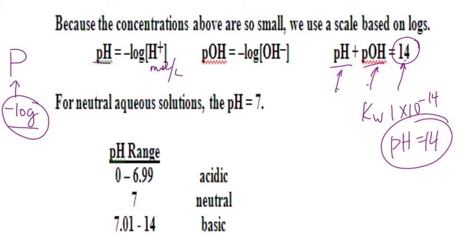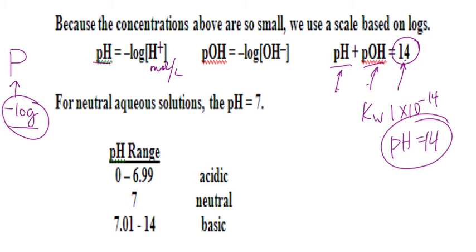So here's our pH scale. Why we've chosen in this world to look at pHs instead of pOHs, pOH is just as legitimate of a scale. It's just a complementary scale. So 0 to 6.99 on the pOH scale is actually basic. It's flipped.